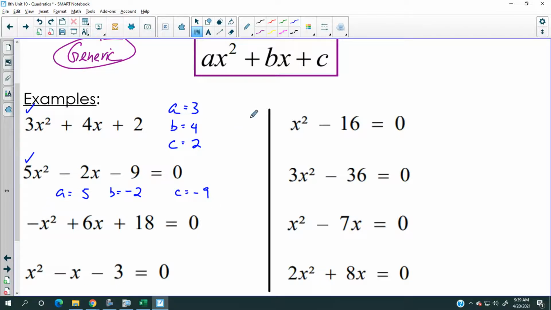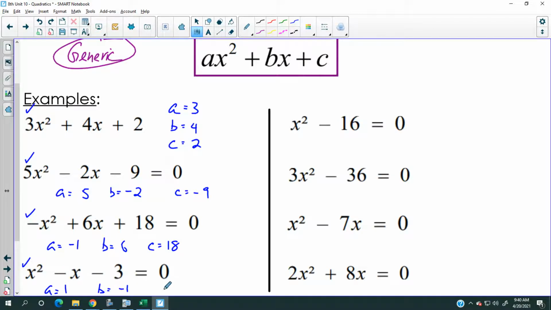Now, let's try a couple more because these are easy to do. What's A here? Yep, -1. What's B? 6. What's C? 18. So far, so good. What's A here for this next one? Yep, 1. What's B?